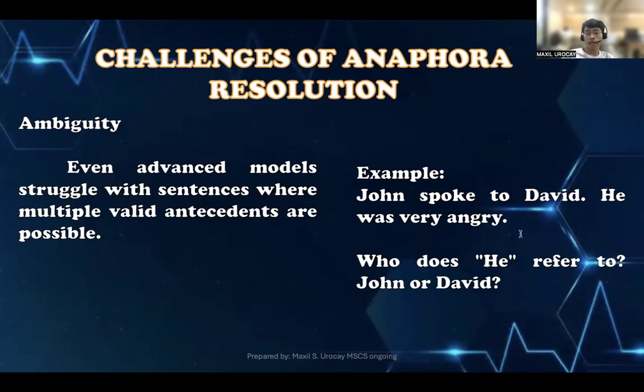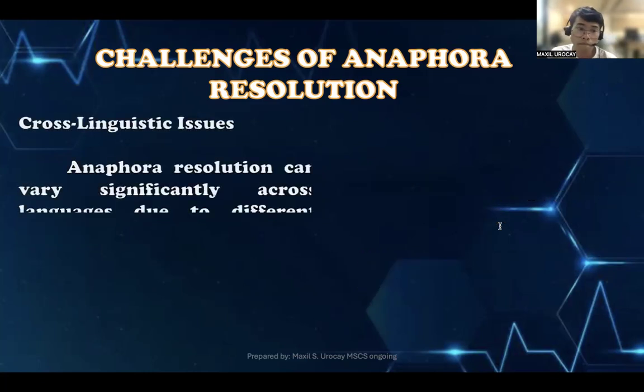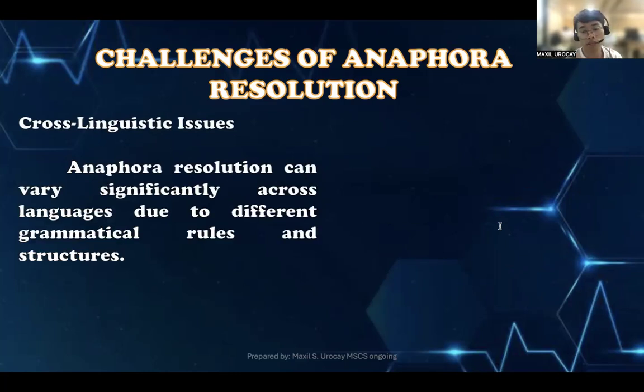So in sentences like that, there is possible ambiguity in resolving whether he is referring to John or David. The advanced model may still struggle with those cases, especially when the context doesn't provide a clear answer. There is also the cross-linguistic issue.